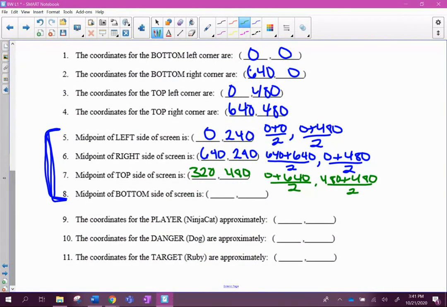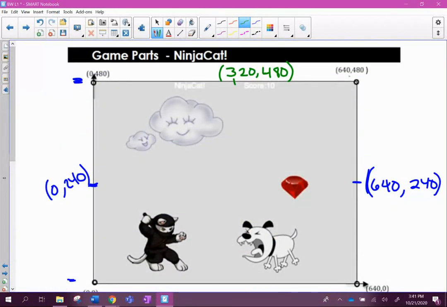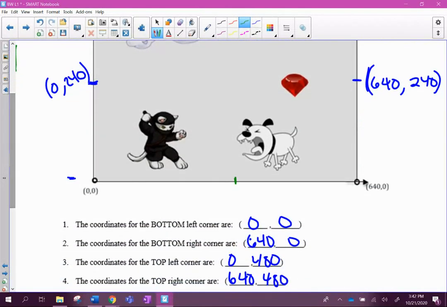Okay, and then our last one, midpoint of the bottom, we have 0 plus 640 divided by 2, comma, 0 plus 0 divided by 2. So half of 640 is 320, and then half of 0 is 0. So we have 320, comma, 0.